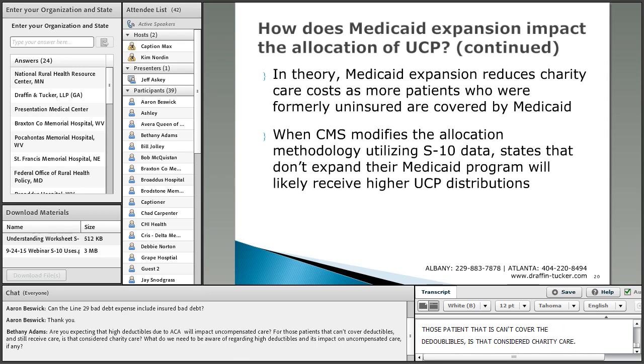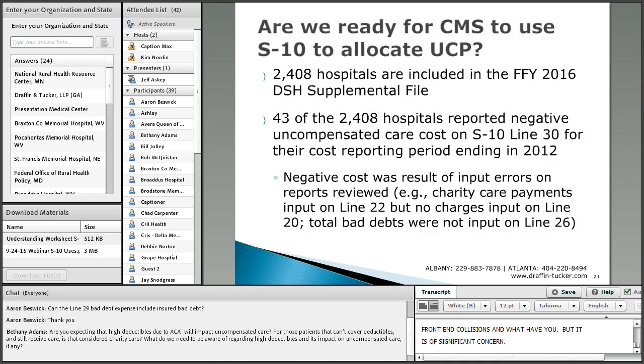Okay, so continuing on with our Medicaid expansion impact, in theory, if your state has expanded your Medicaid coverage, then those patients who have obtained coverage through the expanded Medicaid program will probably be coming out of what was previously identified as charity care. So it would potentially reduce your charity care costs, because they have now received coverage through your Medicaid program.